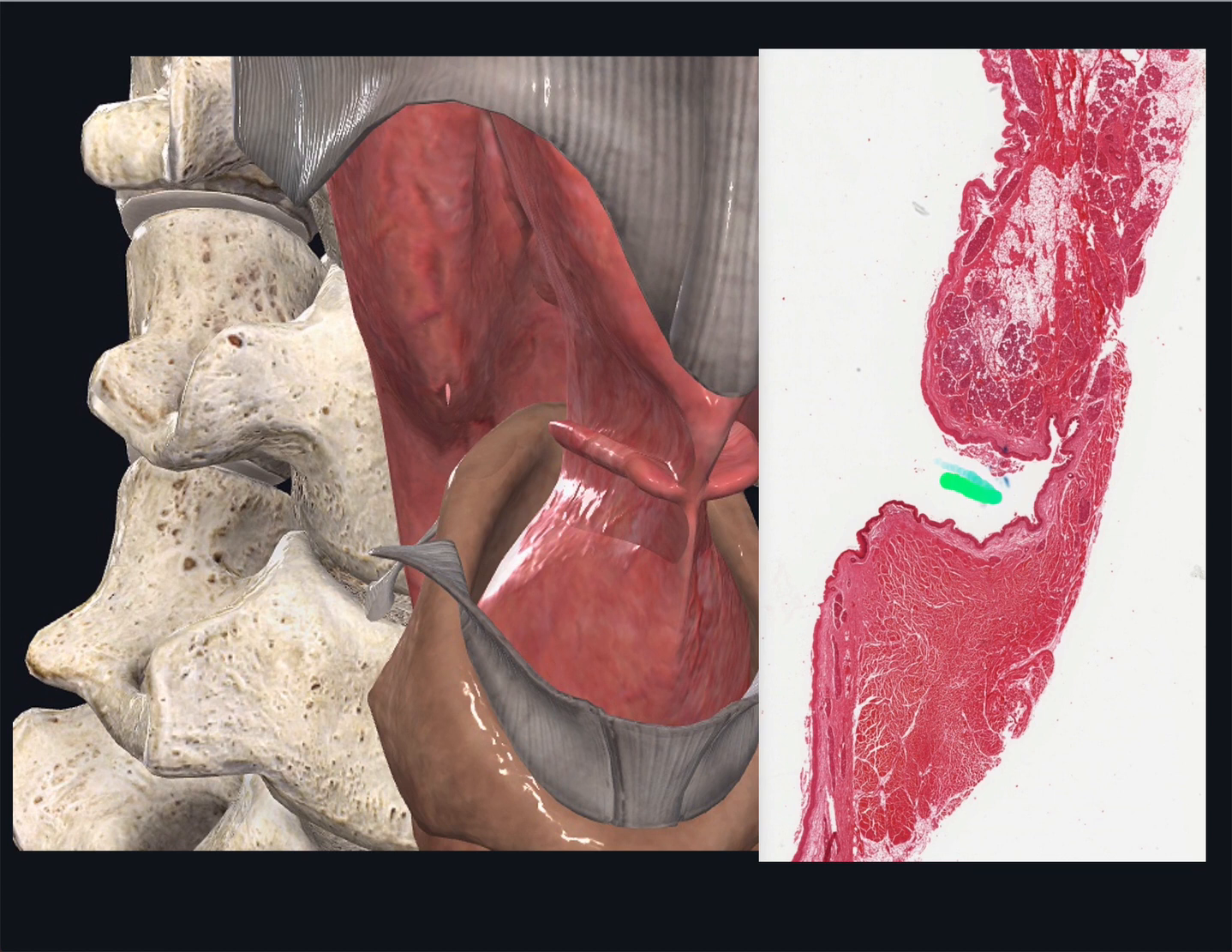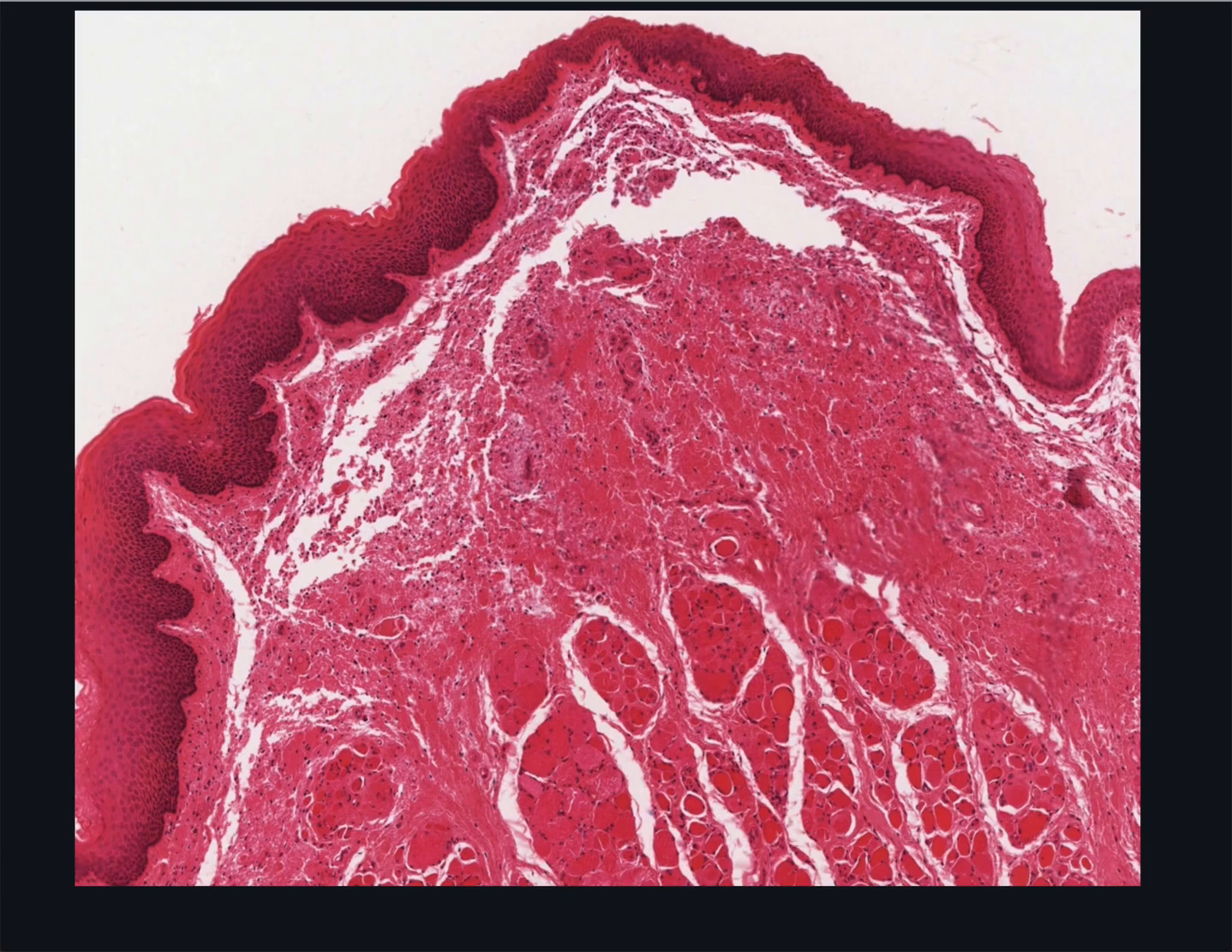In the next two images, I'm going to focus firstly on the true vocal cord in this region here, and then the ventricular fold or false vocal cord in this region here. The true vocal cord contains two main functional components, the vocal ligament and an underlying vocalis muscle.